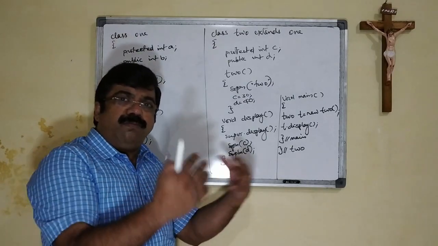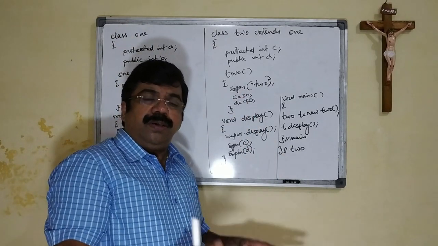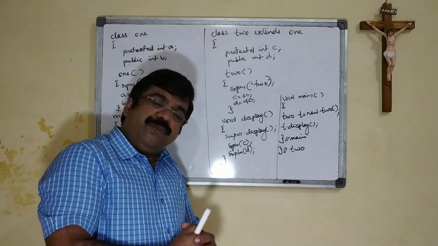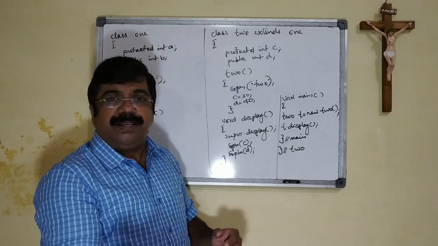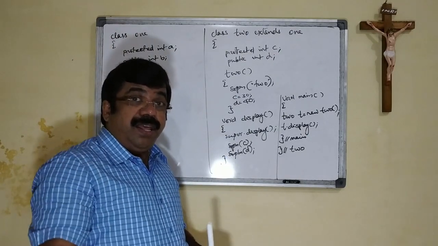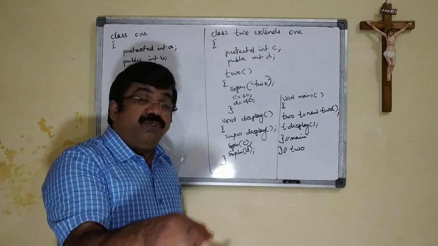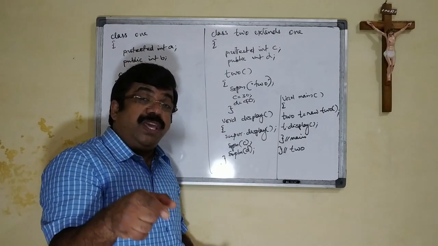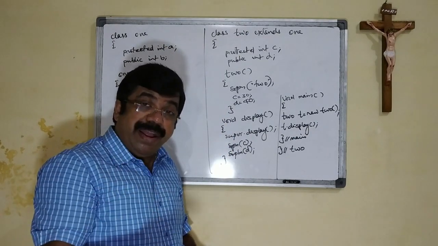Now if you want some alternatives, we can use the keywords super and so on. About that in the coming class. Just now I gave an idea that before we create the object for the derived class, the object for the base class is made first.